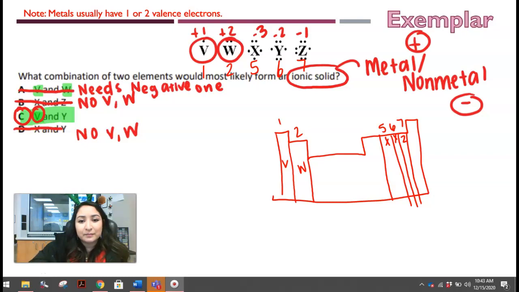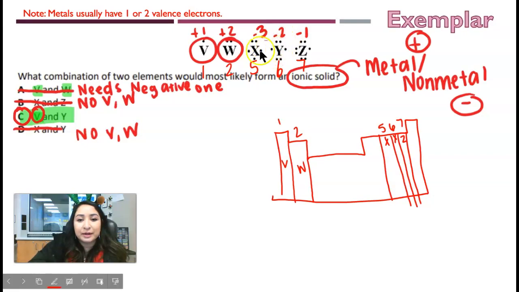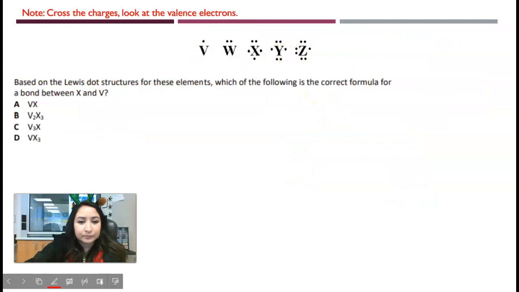X and Z: X has a negative 3, Z has a negative 1, or 5 and 7 valence electrons. Nope, they're both nonmetals, so that's not it. V and Y: V has a positive charge, or 1 valence electron. Y has a negative charge, which is 6 valence electrons. So yes, those can form an ionic compound because it's a metal and a nonmetal. And X and Y are still both negative, so they would not form an ionic compound. Oh, oops. So let's look at the next one.